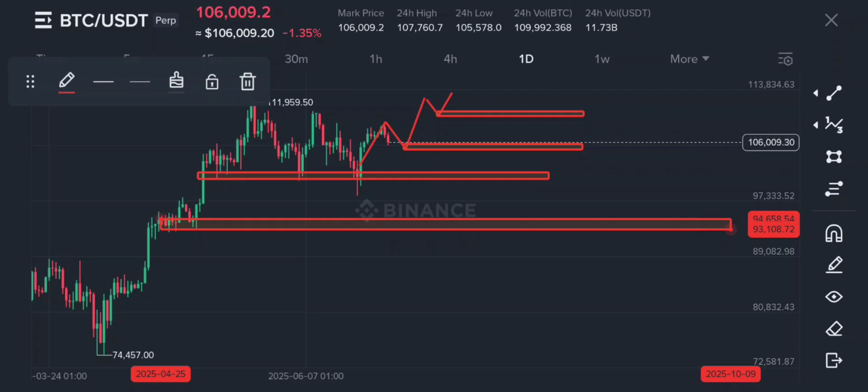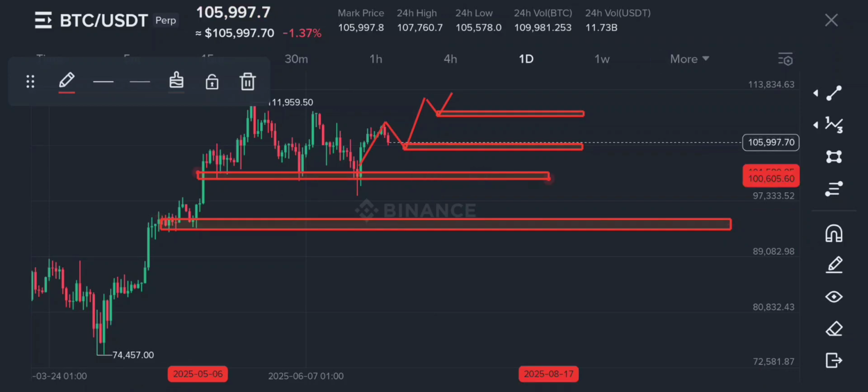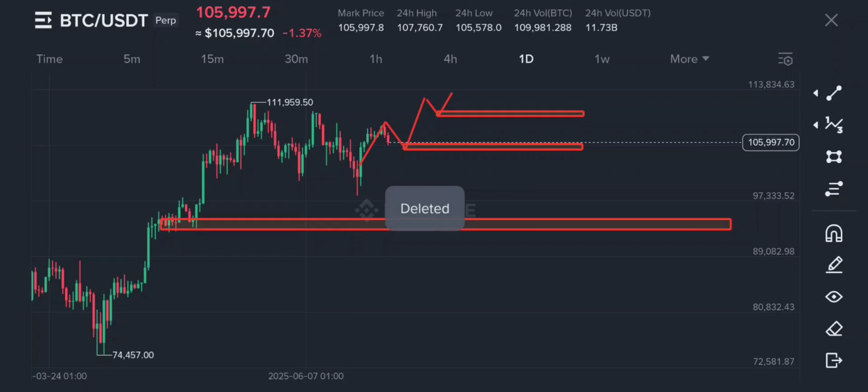The moment price takes out an area of interest, a liquidity area, you have to clean that area from your charts and draw another new area of interest. So like here now, I'm going to delete this particular one and adjust it. I need to adjust it because I'm looking at liquidity. So I need to remove this one and adjust it.